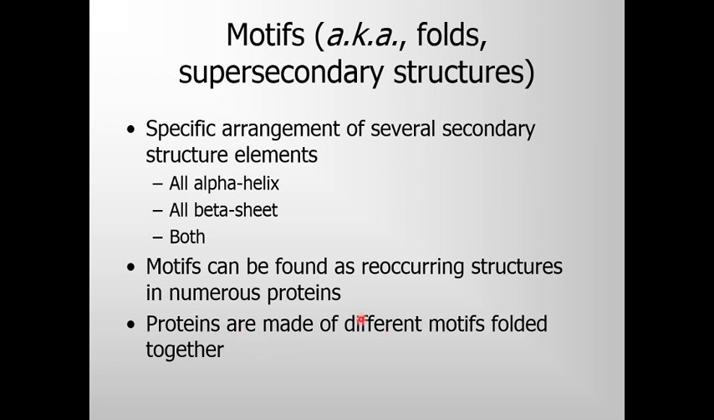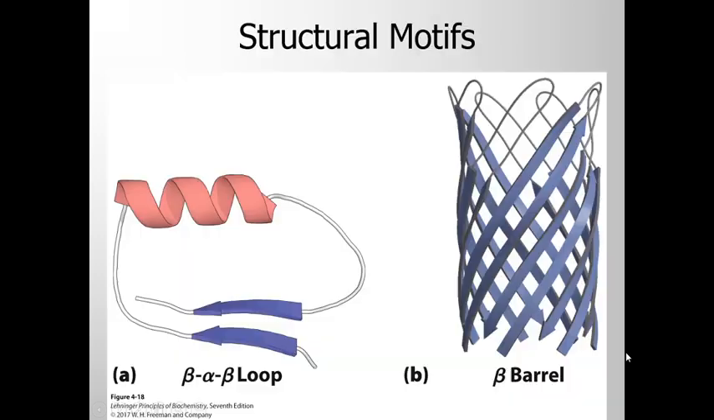Proteins are made of different motifs folded together. Shown here are two different examples of motifs. On the left is a simple motif, that is a beta alpha beta loop. Here's where the protein starts. The N terminus, a beta strand followed by a loop, and then an alpha helix followed by a loop, and then a beta strand, C terminus.